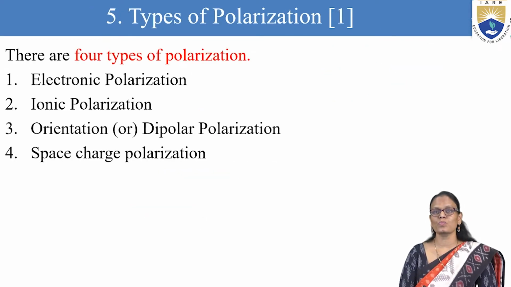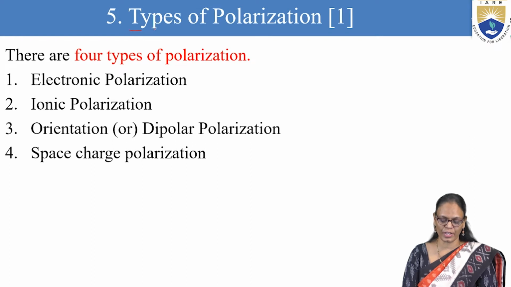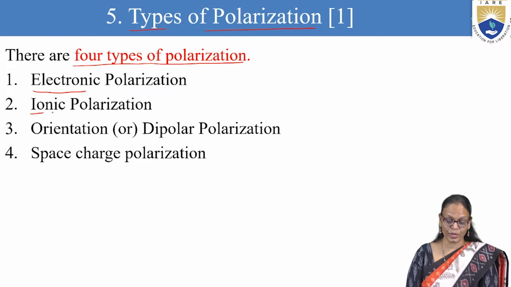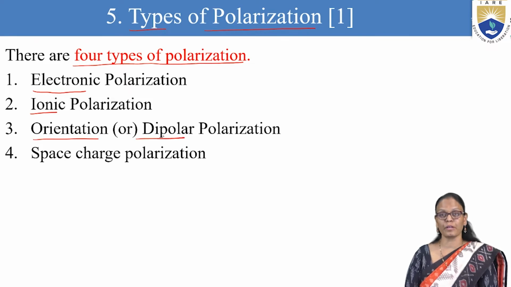Now the next one is, what are the types of polarization we have? There are 4 types of polarization. What are the 4 types? Electronic polarization, ionic polarization, orientation or dipolar polarization, and then space charge polarization.